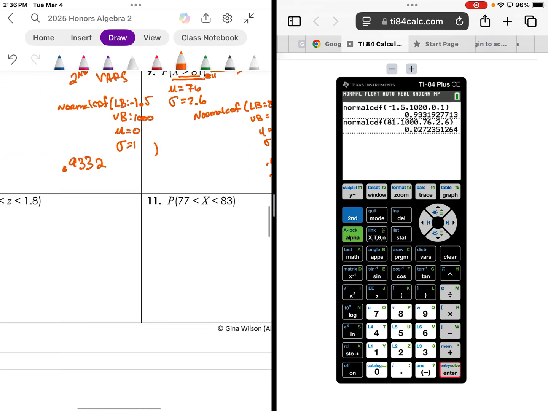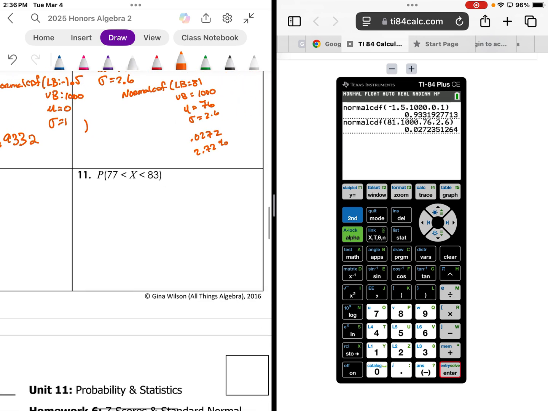Now, the beauty about these, and since we already have the standard, we have the 76 and 2.6 in there, the great thing about the calculator feature here is when they ask me for the between stuff. The smaller number is the lower bound. The bigger number is the upper.